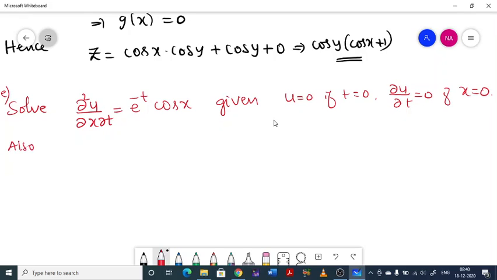There is one more. Also show that u tends to sin x as t tends to infinity. Let's see whether this condition holds. Solution.